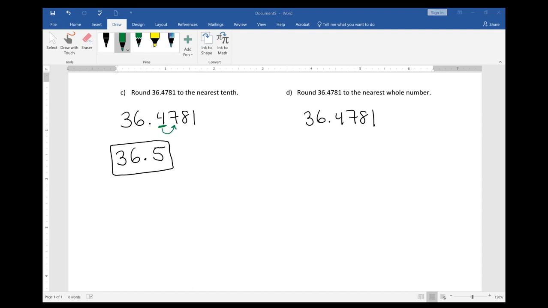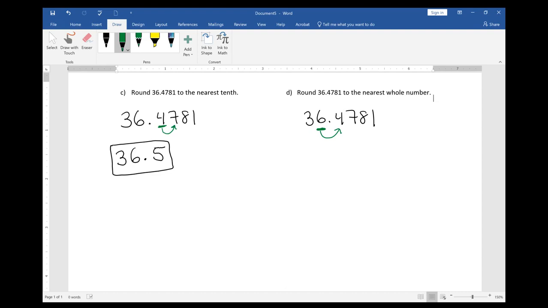Example D, round 36.4781 to the nearest whole number. As we know, a whole number does not have any digits to the right of the decimal point. Hence, in this case, the place value we are interested in is the ones place, since that will represent our whole number. Now that we have our number underlined, we will look to the number to the right.